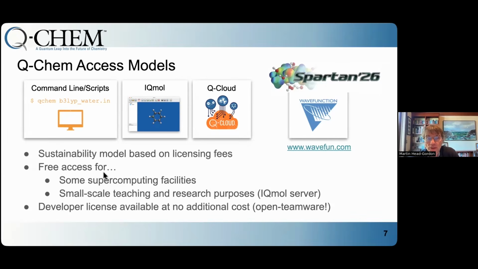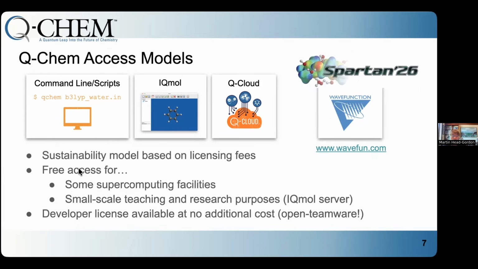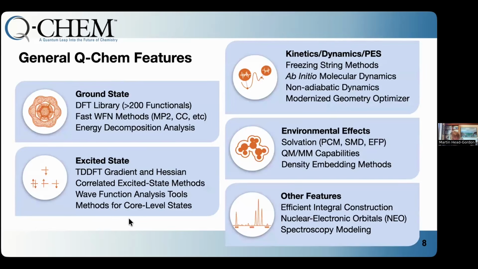If you are wanting to use Q-Chem and you have no money to buy either a machine or software for it, you can access Q-Chem at no cost on supercomputing facilities, and you can use Q-Chem's own servers through the IQmol front end for small scale pilot calculations. So we've got various access models, and then we hope that many of you listening will buy Q-Chem 7 licenses, and then if you want to upgrade those to become developer licenses, that's possible at no additional cost.